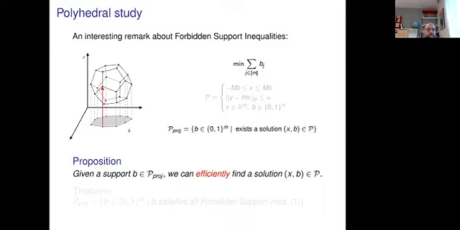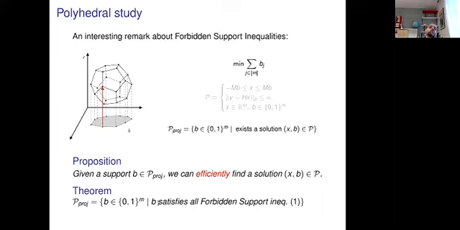But here comes the interesting remark about forbidden support inequalities. We could prove that the projection, the set of these supports for our problem, is completely described by the forbidden support inequalities. So we can just forget about the x variables and use just the forbidden support inequalities, and that will give us a description for these guys over here.